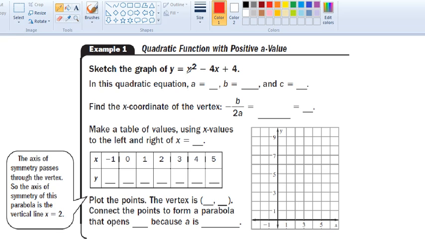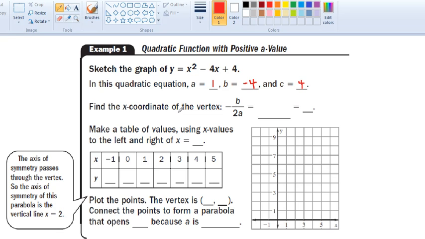So the a is always right there, and we have to understand that there's a 1 in there. So a is worth 1. B is right here in front of the x, so that's negative 4. See the minus right there. And then C is going to be a positive 4.